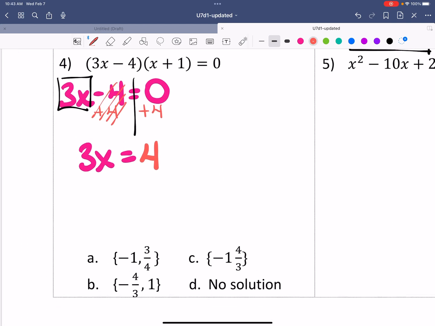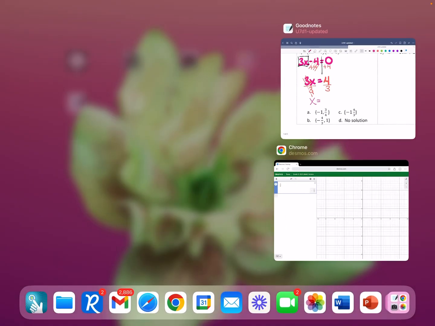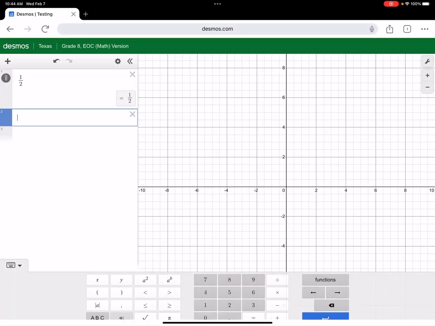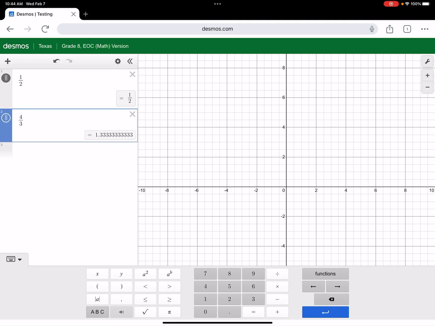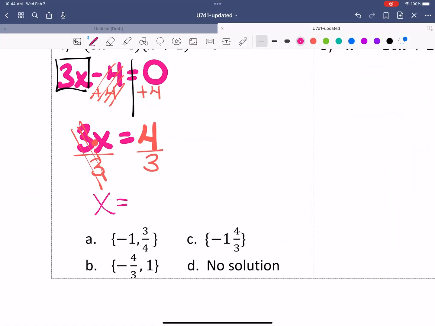X is not alone yet. Put your multiplication symbol to remind you to do the opposite of multiplication, which is to divide by that coefficient in front, 3, to both sides. Divide out your 3's. X equals, go to your Desmos, do 4 divided by 3. You get a decimal, hit that fraction button, and you get 4 over 3 back. So you can kind of see this one as a maybe.